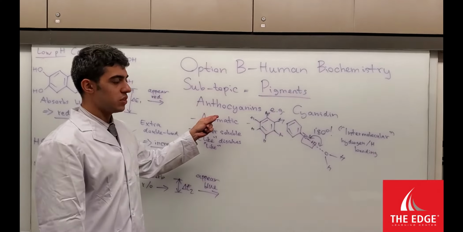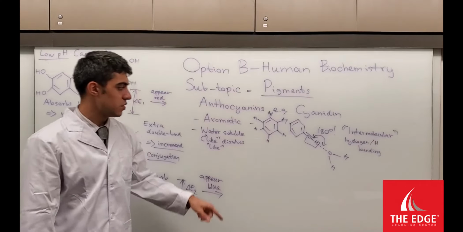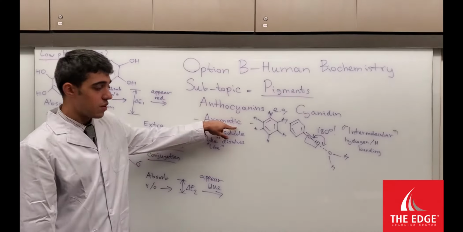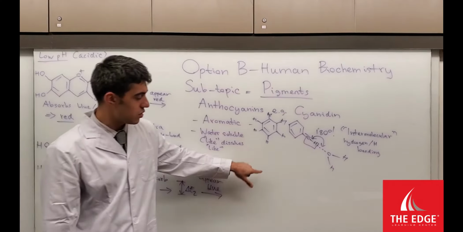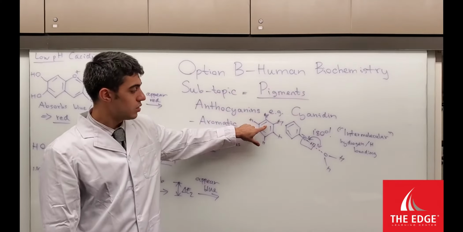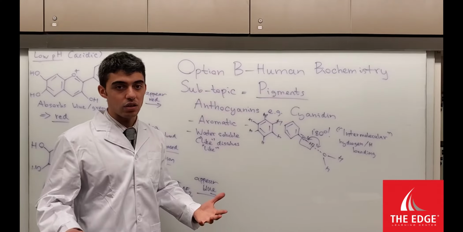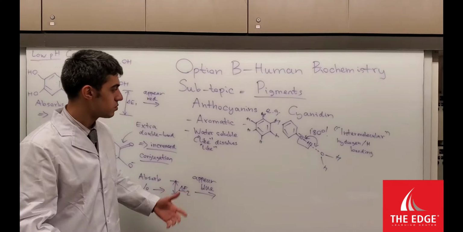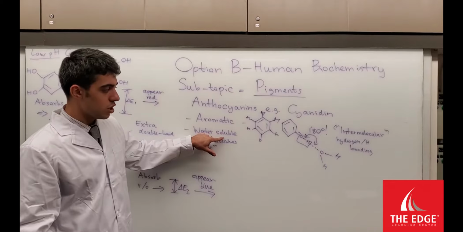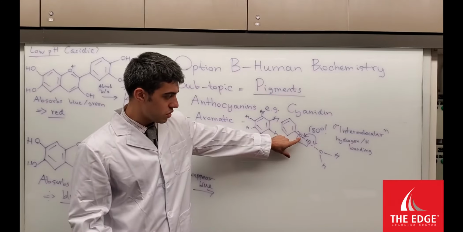One commonly studied type of pigment in the IB syllabus is anthocyanin. Anthocyanins, first of all, are deemed aromatic. They're aromatic because they contain these cyclic carbon rings containing double bonds. These double bonds are known as alkene functional groups, and you'll learn about that in the organic chemistry part of the course. They're also water soluble because they contain polar groups called hydroxyls, these OH groups.